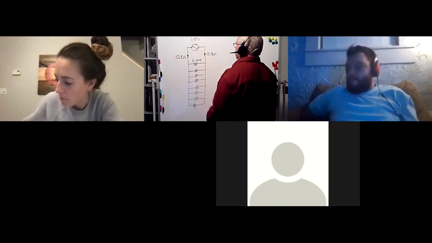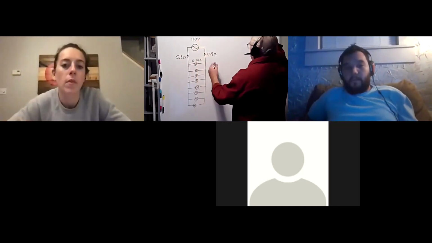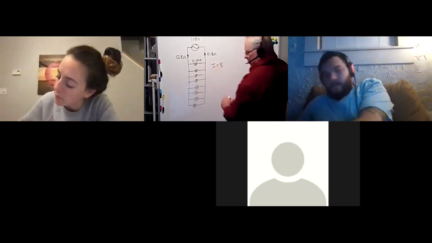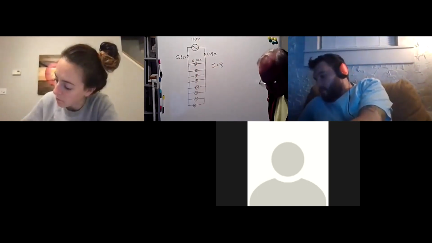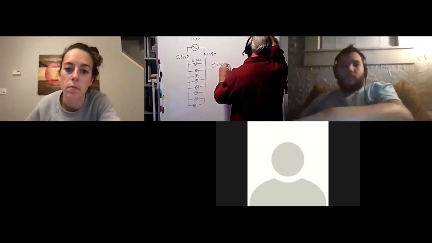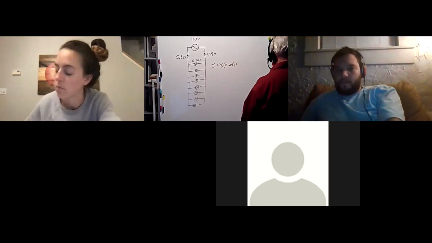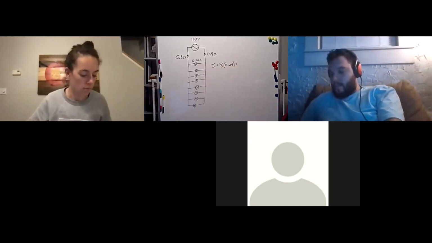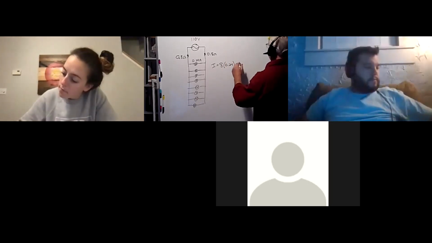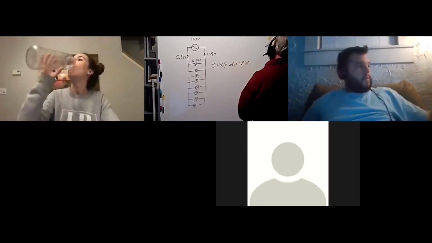Right, so we have 110 volts, and then we want to see what the total current is going to be. So I is going to be equal to 8 times 0.24. Easy enough. I get 1.92 amperes.